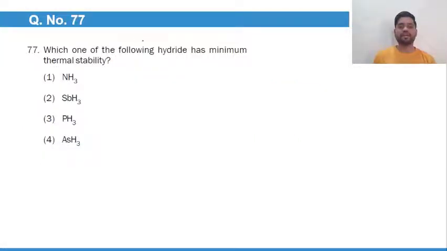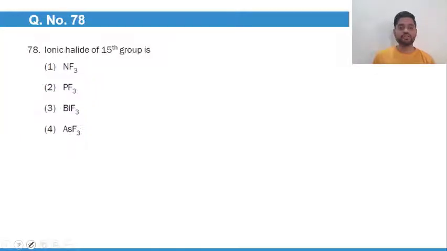77. Which one of the following hydride has minimum thermal stability? And that answer is antimony hydride. Okay, so 77, option number 2 will be the right answer. These are something memory based. You have to make sure you know this thing. Ionic halide of group 15th is, again a memory base, bismuth trifluoride is the only ionic halide in group 15. So again you have to remember this thing.